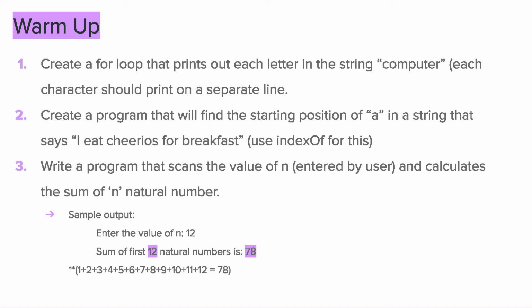The first warm-up asks you to create a for loop that prints out each letter in the string "computer", so that each letter is printed on a separate line. You can pause the video here and try it for yourself. If you need a hint, try using a for loop that goes through each index of the string and uses the method .charAt inside of a print statement.